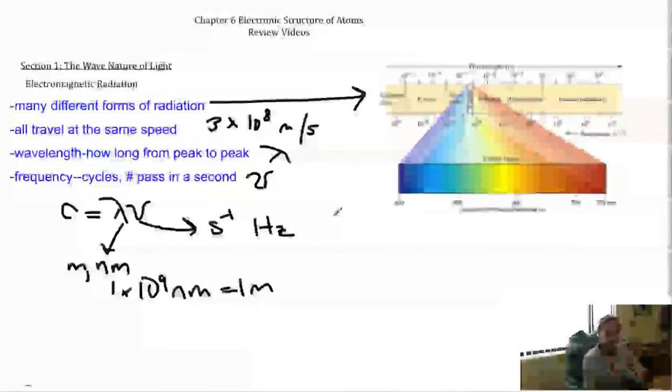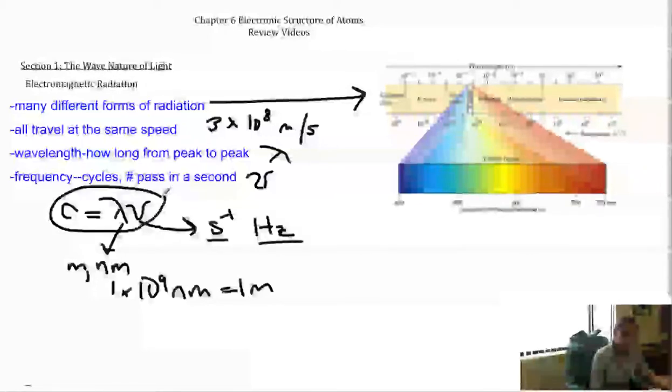All right, so if I've got 20 peaks that pass, that's going to be 20 what we call hertz, or seconds to the negative first. If you're dealing with the wavelength, that's going to be meters or nanometers. Remember that there are 1 × 10 to the 9th nanometers in a meter. And that's our equation that we used last year, c equals wavelength times frequency, because again, all light travels at the same speed.